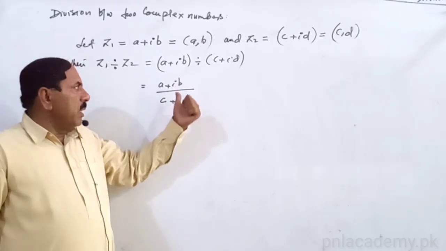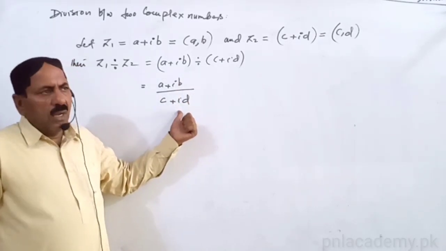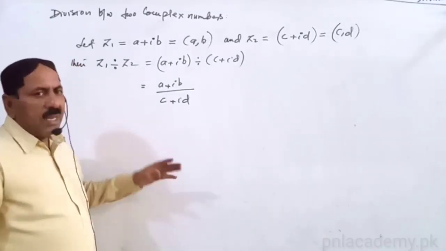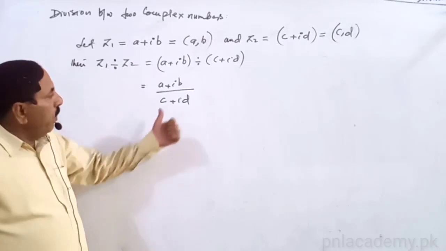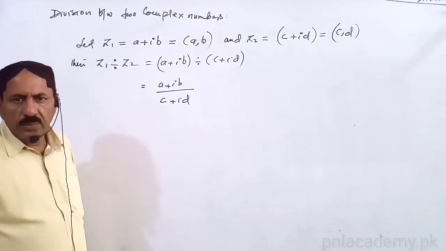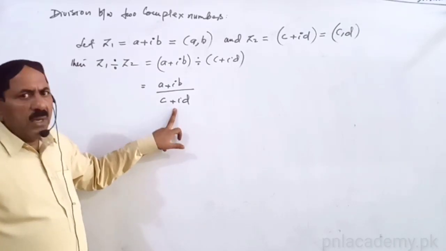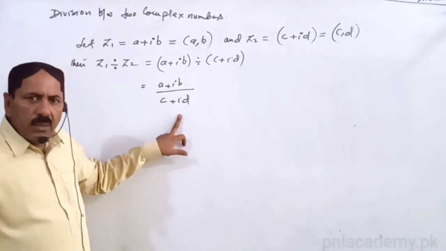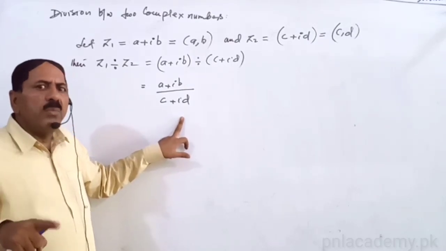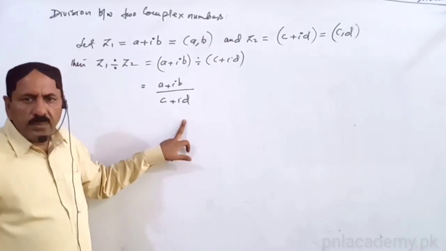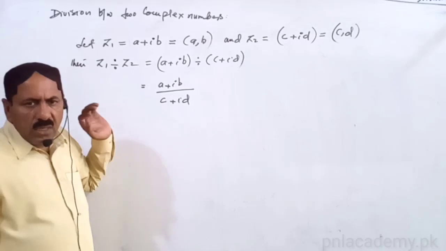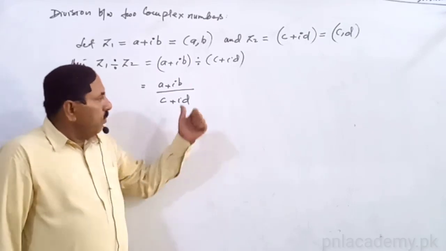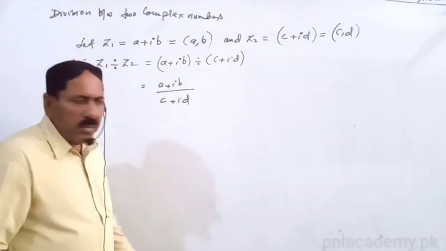Here the numerator and denominator consist of complex numbers. Division is clear when the denominator is clear. Here the denominator is a complex number, still a complex number, so we are not in a position to carry out the division. But when the denominator is real, then we are able to find the actual division of the complex number.